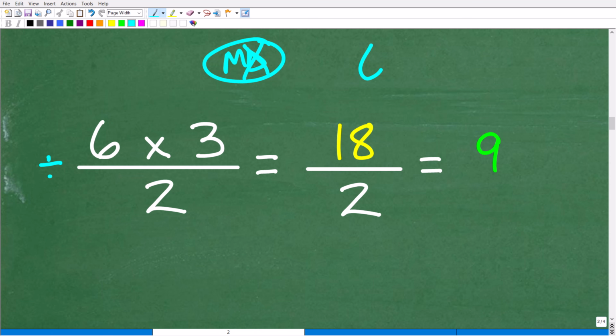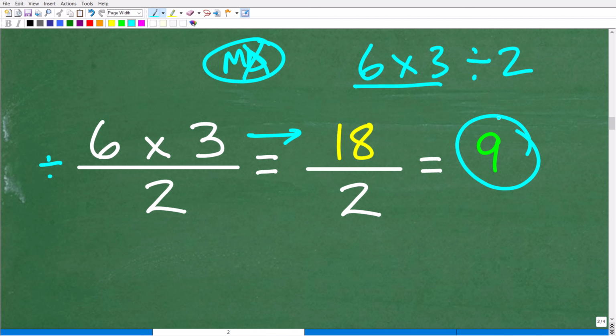Well, you could think of it this way: 6 times 3 divided by 2. Okay, this right here says 6 times 3 divided by 2. Guess what comes first? Multiplication now, because that's what's first from left to right. So either way, we have to do the multiplication. So 6 times 3 is 18. 18 divided by 2 is 9. So 9 is the correct answer.